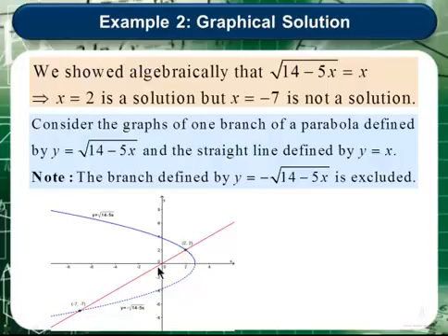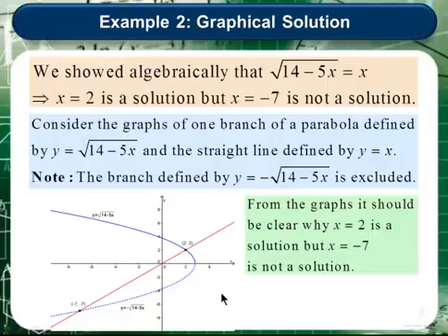Also, y is equal to x, we graph that, that's the red graph, and in this case we can see that this would have been a solution had we included the negative square root of 14 minus 5x as well. But since it's not, we cannot consider this particular point of intersection of the two graphs as a solution for the original quadratic equation. Only the one point of intersection is valid, and therefore we can see that x equal to 2 is the only solution for the quadratic equation, and in this case the point of intersection would be x equal to 2, and if you substitute the value, of course you get y equal to 2 as well.